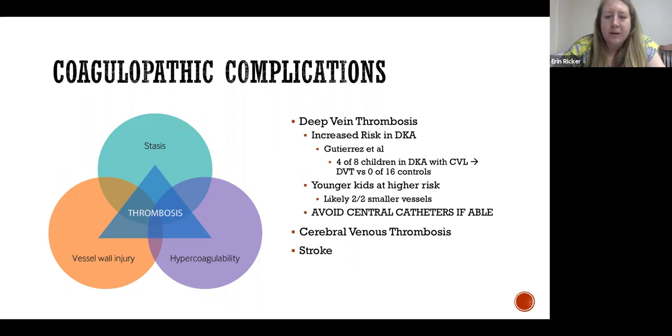These patients are also at risk for developing cerebral venous thrombosis. So think about that if they have a seizure, or when they're altered and you're getting that CT, you might need to also look at their veins with some contrast. They can also develop stroke from that reperfusion and vessel injury.